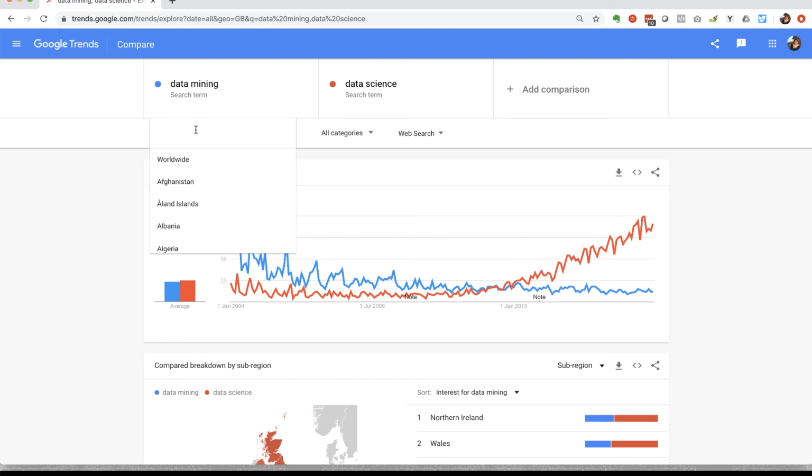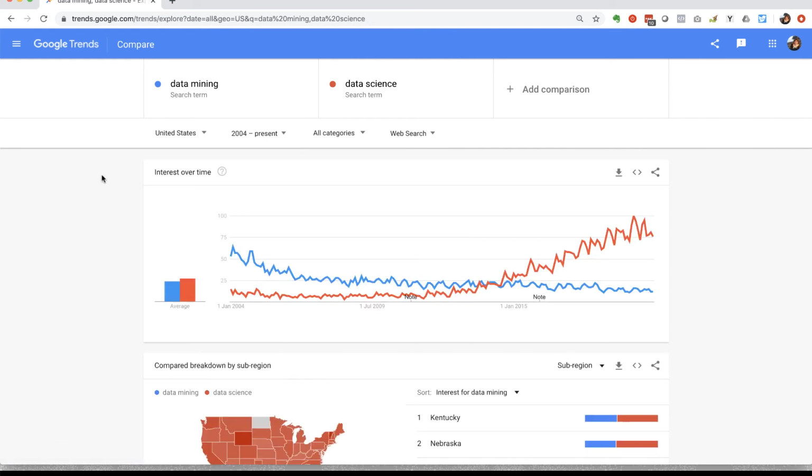Let's have a look at the United States. In this case, there's not so much difference between the UK and the US. You can really see that it's fairly similar.